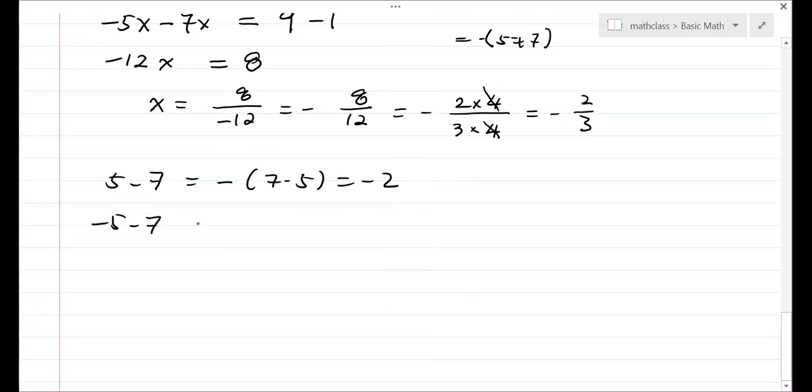-5 minus 7, then they both have a negative sign. So you just take a negative sign out, just add these two numbers together. It's going to be -12. Okay, so be careful about the computation.